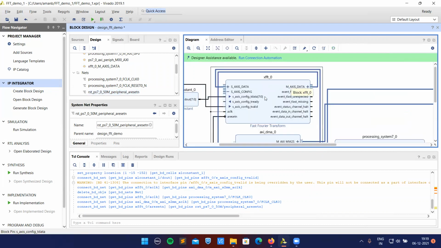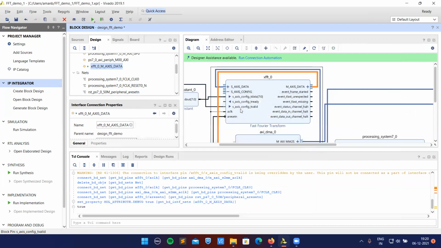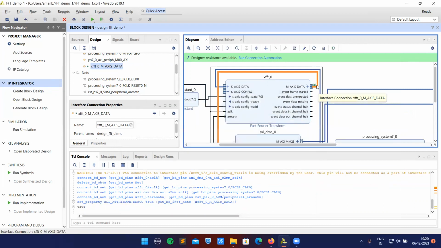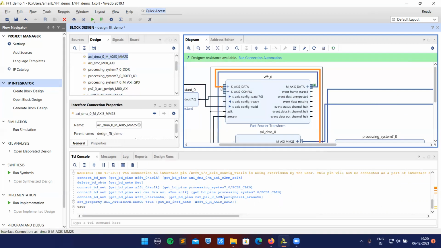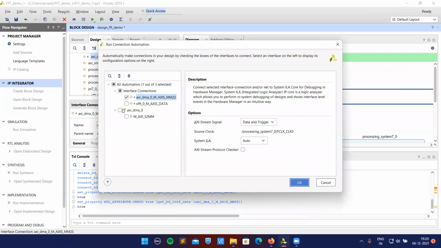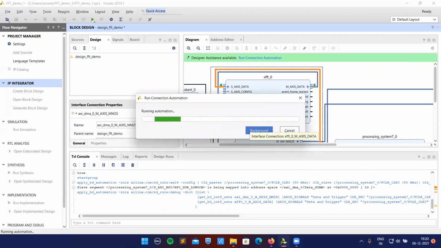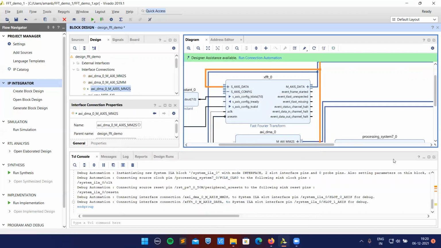One more thing, if we want to debug the data which the FFT IP is giving out and the data which is being supplied to the FFT IP, we can see those signals in the ILA. As we know that ILA is used for debugging purposes, if I enable debug on this port, and similarly enable one more debug at this port, so I have two debug ports. And if I run the connection automation right now like this, we can see that the system ILA will be generated automatically.